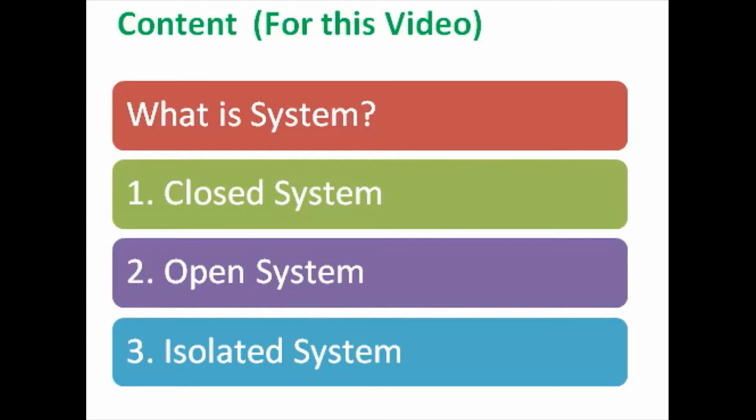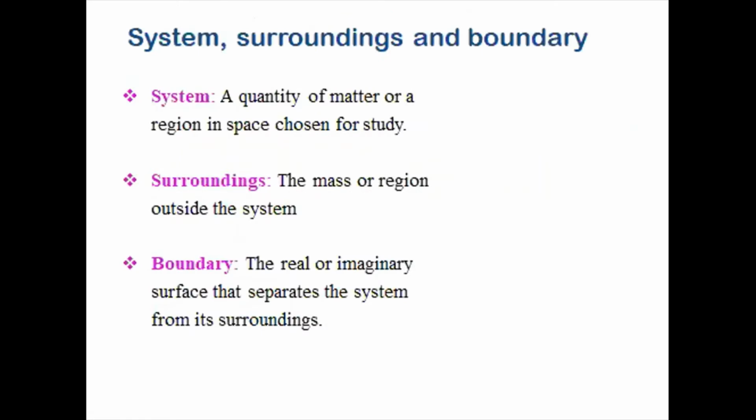So let's begin with the definition of the system. A system is a quantity of matter or a region in space chosen for the study. Or we can say a thermodynamic system is a matter or region in space upon which attention is concentrated in the analysis of a problem. Let's say this white screen is your space and we are concentrating only on this region. So this will be your system.